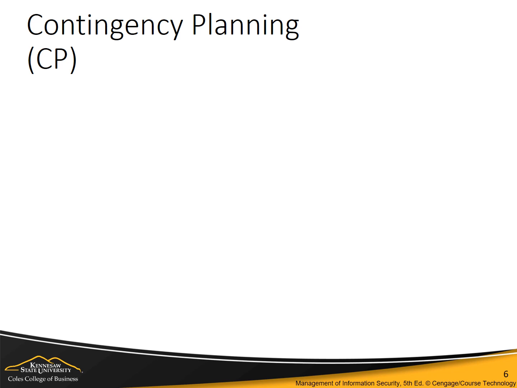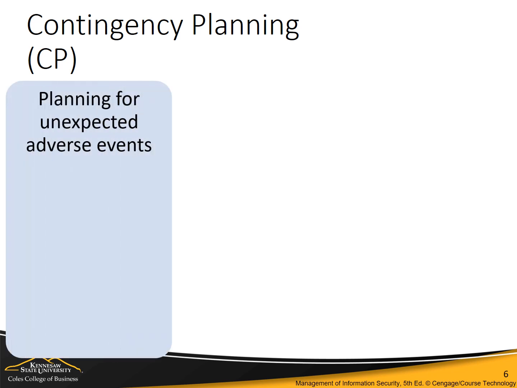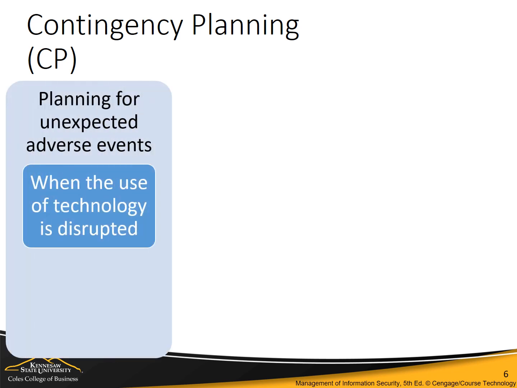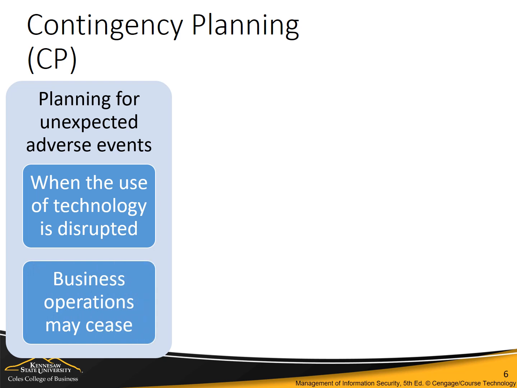This chapter focuses on the overall planning for unexpected adverse events, also called contingency planning or CP. The main goal of CP is to restore normal modes of operation with minimum cost and disruption to normal business activities after an unexpected adverse event. We look at organizational planning for unexpected adverse events when the use of technology is disrupted and business operations come close to a standstill. Adverse events are going to occur, and InfoSec must plan for them.